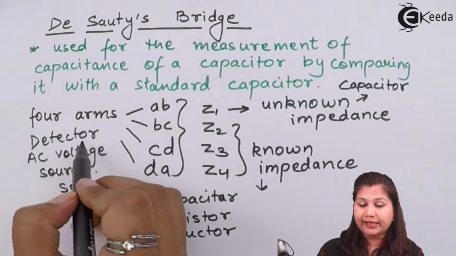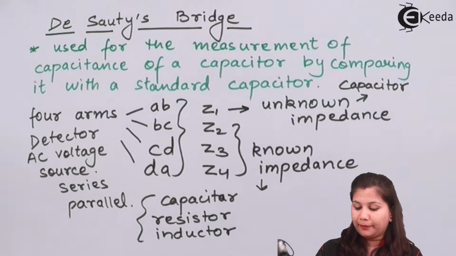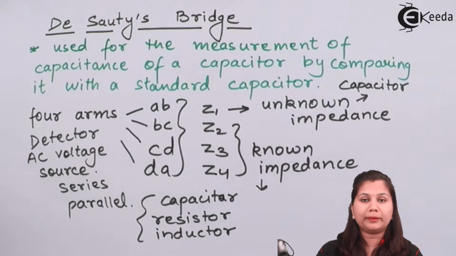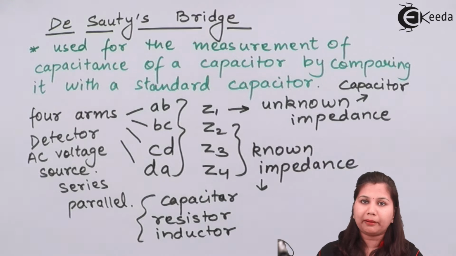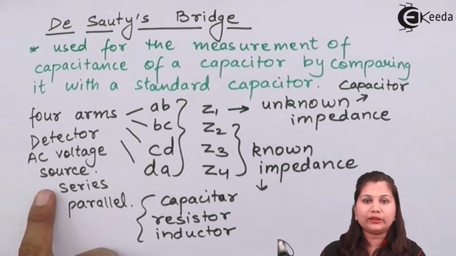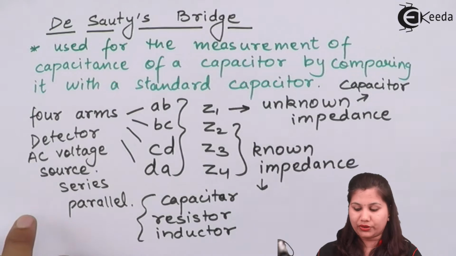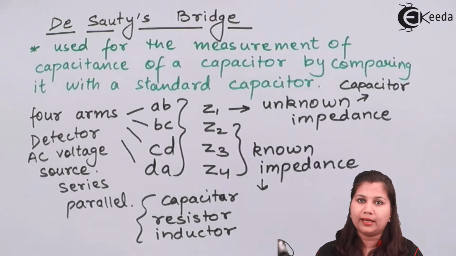This detector is used for obtaining the balance of the bridge network, because we know that the bridge is said to be balanced when the detector gives us the null deflection. So the detector is used to obtain the balancing of the alternating current bridge, and the AC voltage source provides the power supply to the bridge network. So this Sauty bridge will consist of 4 arms, 1 detector and 1 alternating current voltage source. So let us see the circuit diagram or the configuration of this Sauty bridge.